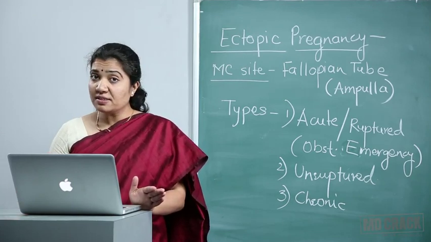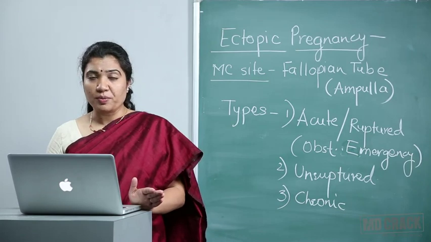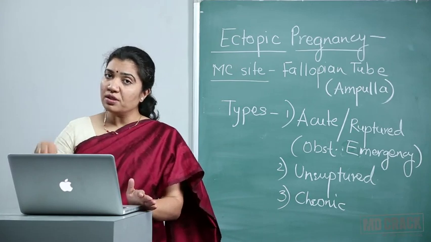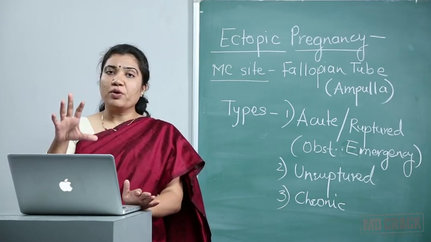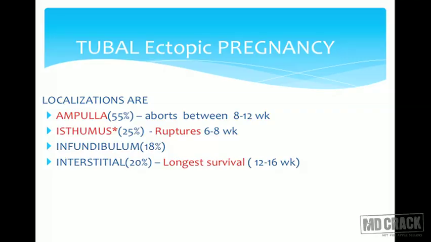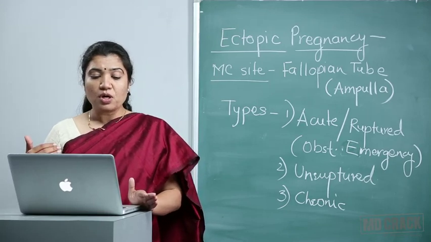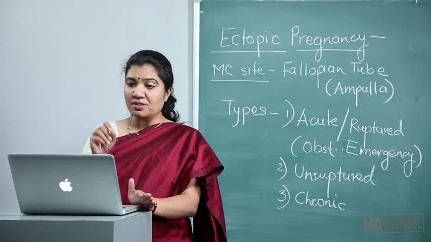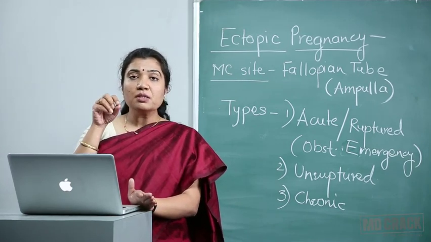Fallopian tube, 97% of the times that is the site for ectopic pregnancy. So once we think of ectopic, the first thing that comes to our mind is the pregnancy is not in the uterine cavity but somewhere in the fallopian tube. In the fallopian tube, the location is most commonly found in the ampullary region, ampulla almost 55% time. Then it can be seen in the isthmic region of the fallopian tube, then in the infundibulum, and the last part is interstitial.